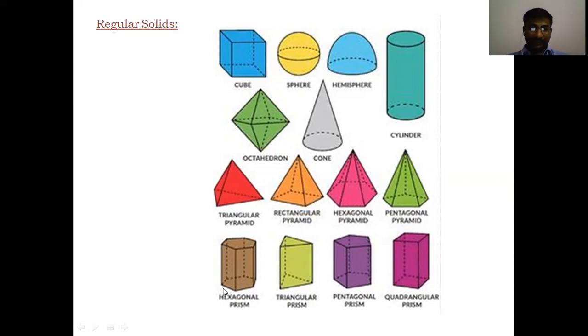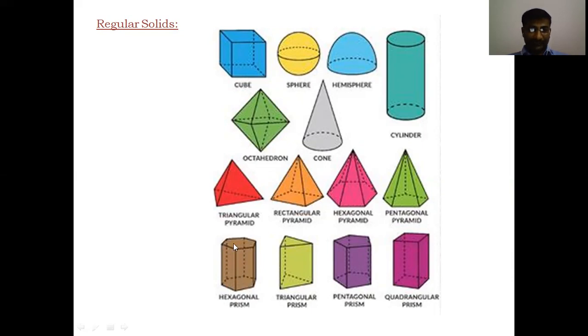Okay. This is the prism. These are the prisms. What is the difference between the pyramid and prism? A pyramid has only 1 base and 1 apex point. But a prism has 2 bases, a bottom base and a top base. Those 2 bases are connected with straight edges. These are the straight edges and straight faces.